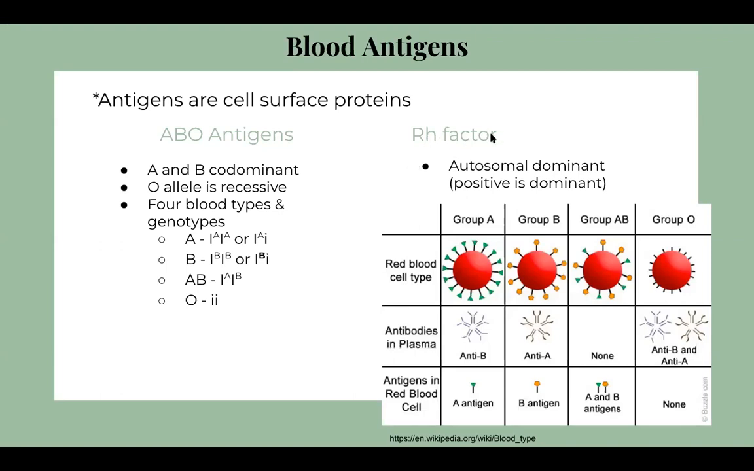Similarly, on the Rh factor side, you have 2 alleles, positive allele and a negative allele. So positive codes for the Rh antigen, and a negative allele means that you don't have Rh factor antigen on your red blood cells. Does that help both AJ and Jane?